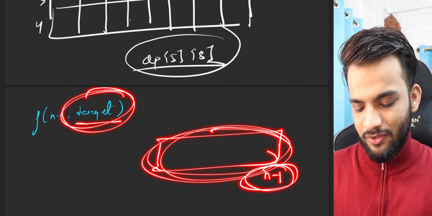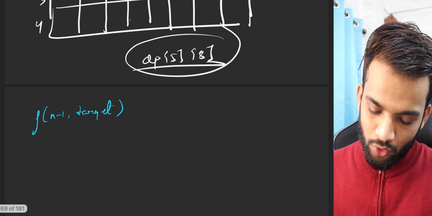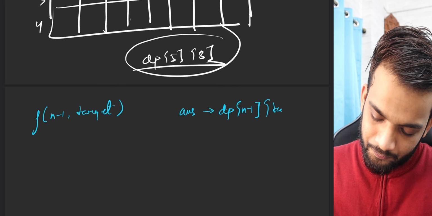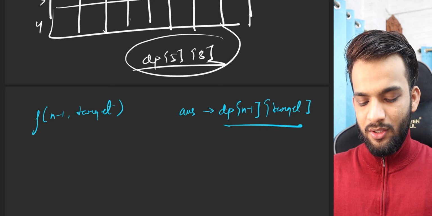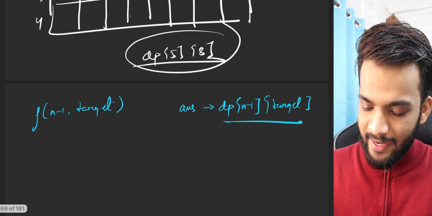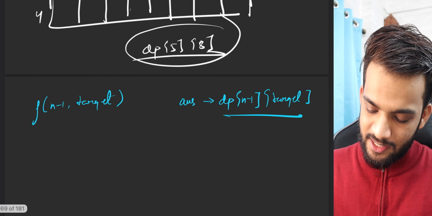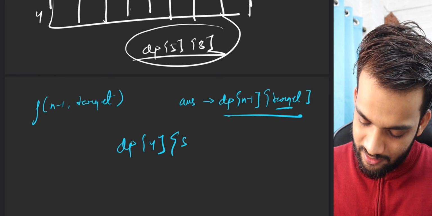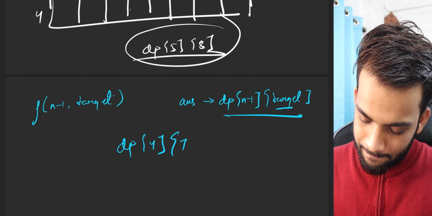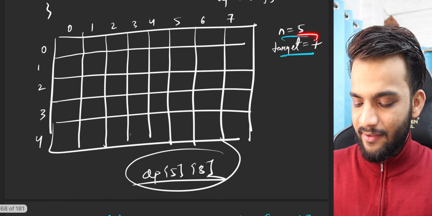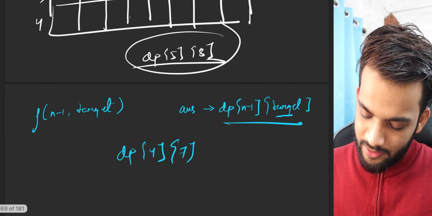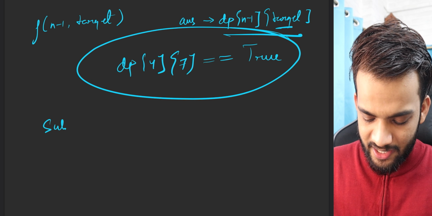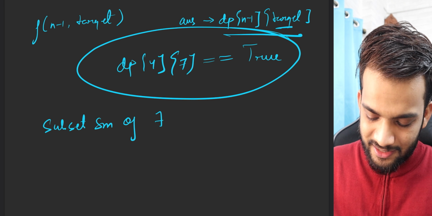Can this entire array achieve this target? You also said that the answer will be lying at dp of n minus 1, target. So what does this mean? You are saying for this one, if n is 5 and the target is 7, if dp of 4, target 7 is true, then we can have a subset sum of 7.